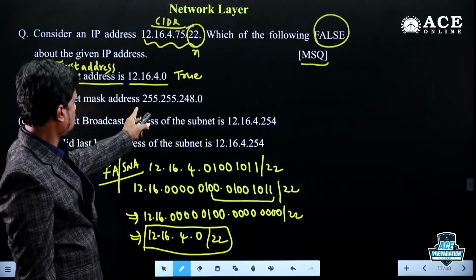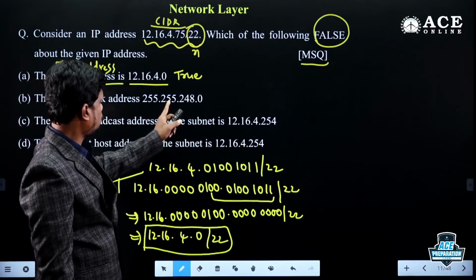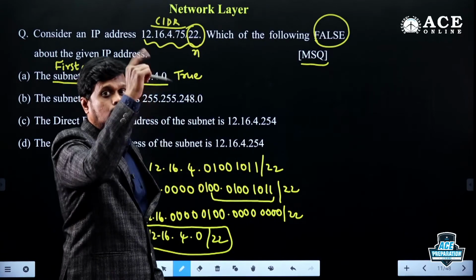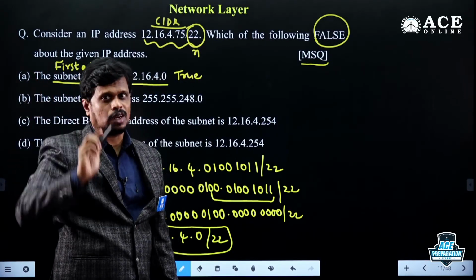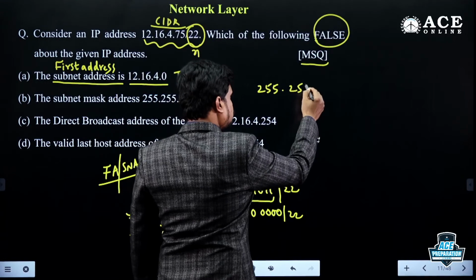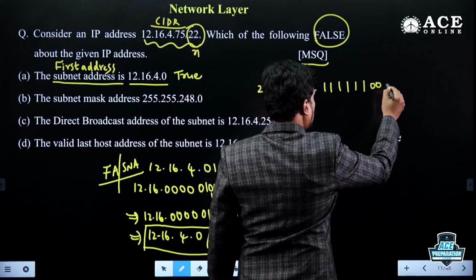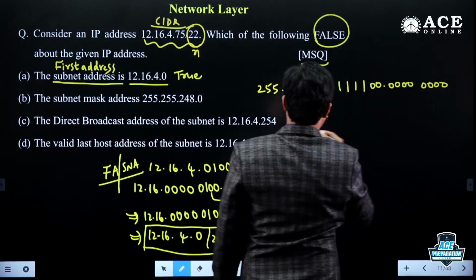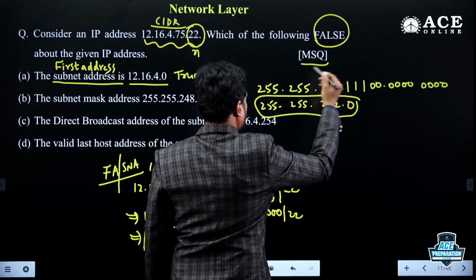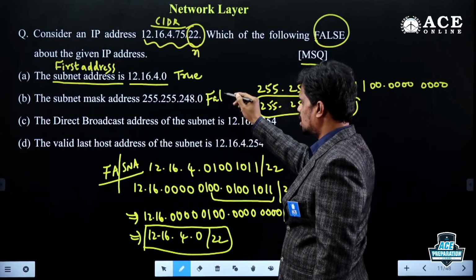The subnet mask address is 255.255.248.0. Is it correct? Look here, the 22 is the mask. What is the meaning of a 22 mask? Among the 32 bits of the IP address, 22 ones we have to set. First 8 ones, next 8 ones, so far 16 ones. Then another 6 ones I need to set, and the remaining all zeros. Then this is going to be 255.255.252.0. This is the subnet mask. But here it is mentioned 255.255.248.0, which is false. This is a false statement.